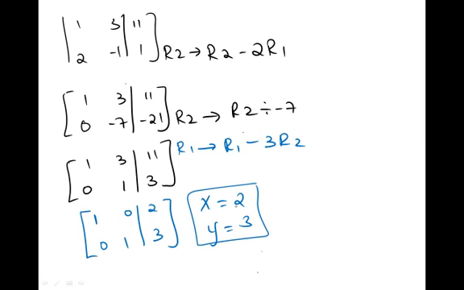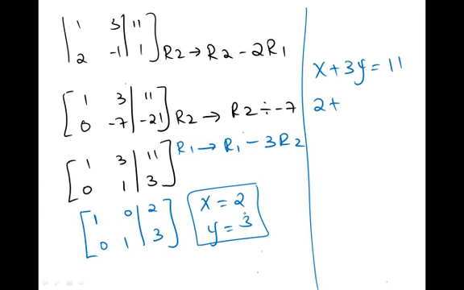If you want to make sure that our answer is right, I can go back to the main equation and check. Let me use the first equation, which is x plus 3y equal 11. The value of x is 2 and the value of y is 3, so 2 plus 3 times 3, which is 2 plus 9, equal 11, so our answer is correct. Okay, this is the Gauss-Jordan elimination method.